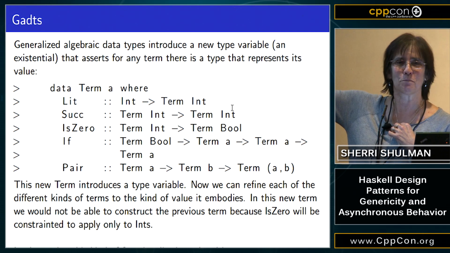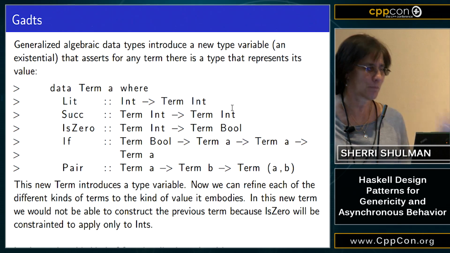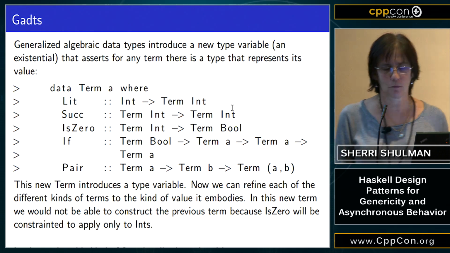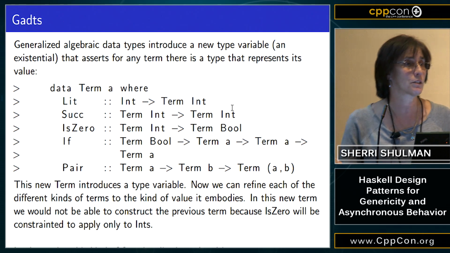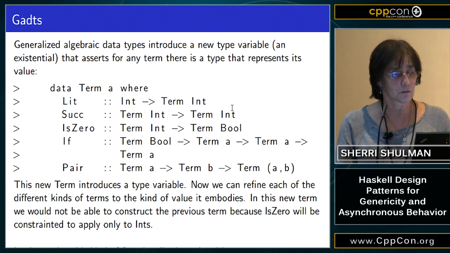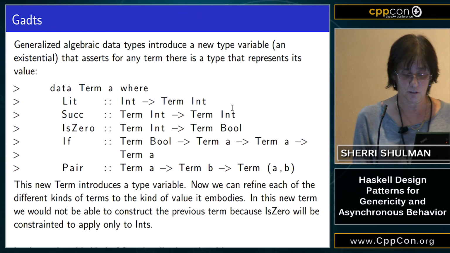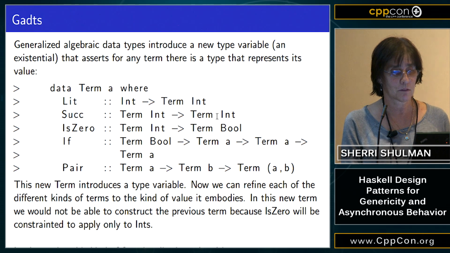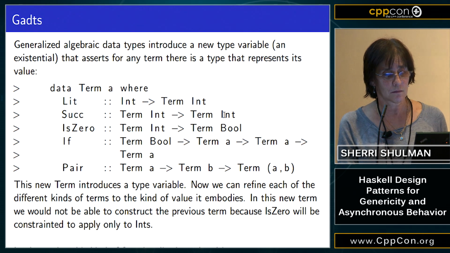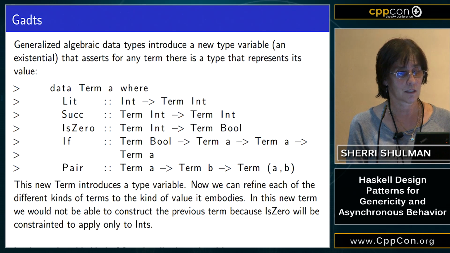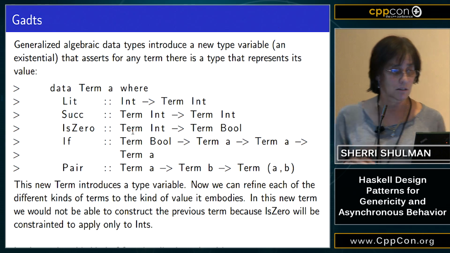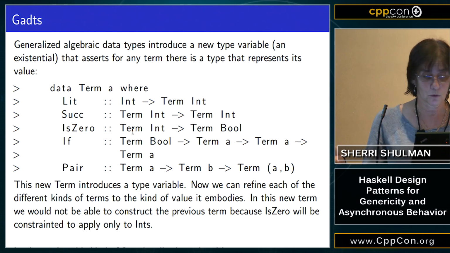It's not the style to give type annotations, but I'm going to live with it because I want to get this kind of flexibility. So now I get to put in a bunch of constraints. So literal has to take an integer, and it gives me a term int. Notice now what happens over here is I've embedded the kind of value that is returned, and I've put in constraints where appropriate. So a successor needs to take a term int, and it takes a term int. Is 0 takes a term int and returns a term bool.